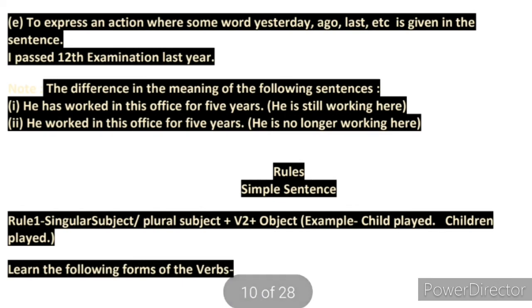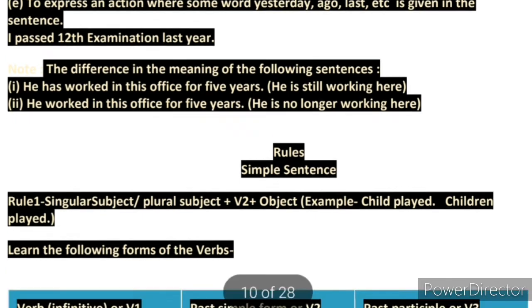So here 2 sentences I have given. He has worked in this office for 5 years. What is the difference in these 2 sentences? One I have given as present perfect, and second I have given as past indefinite. So if someone says he has worked in this office for 5 years, then meaning will be he is still working there. If someone says that he worked in this office for 5 years, it means he is no longer working. It is his past.